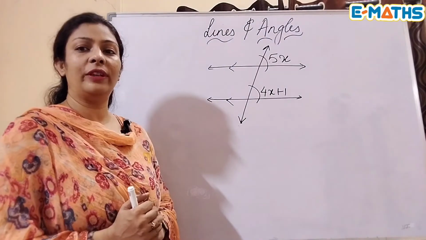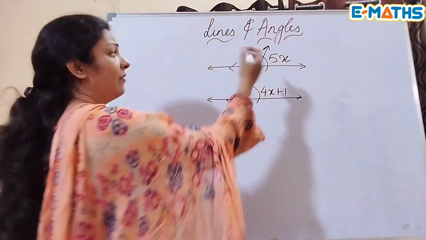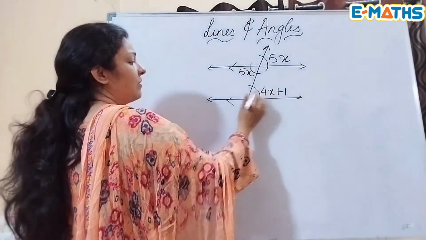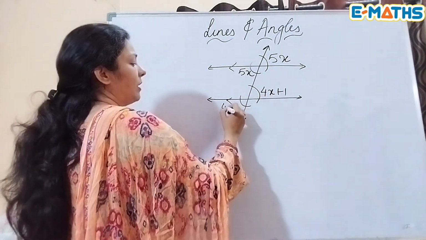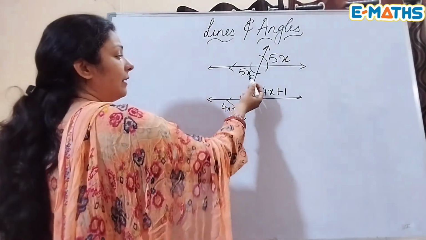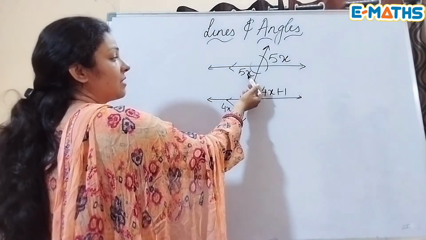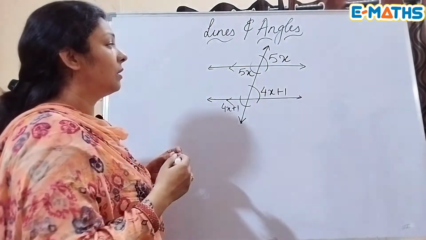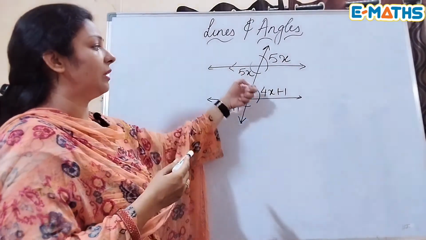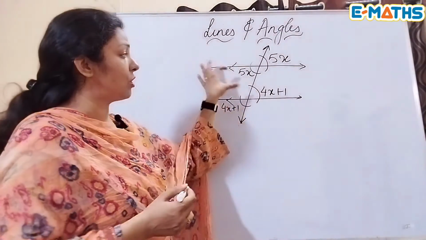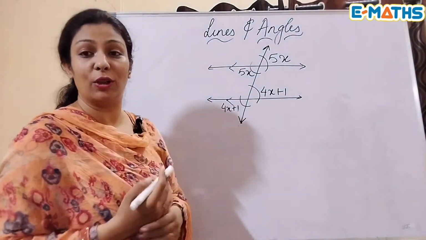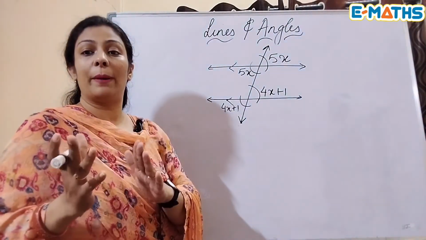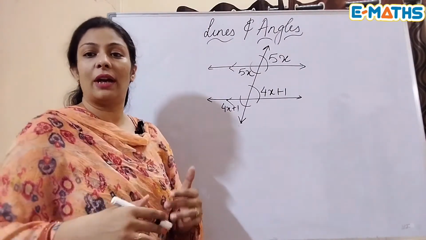Also you can figure out the remaining angles. If this is 5x, this is also going to be 5x. If this is 4x plus 1, this will also be 4x plus 1. And these two are also going to be equal, the reason being they are alternate interior angles. So you can also keep them as equal and again find the value of x. It depends which pair of angles you remember at a particular time, and you can use that to find the different angles.